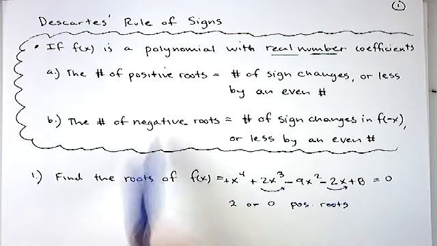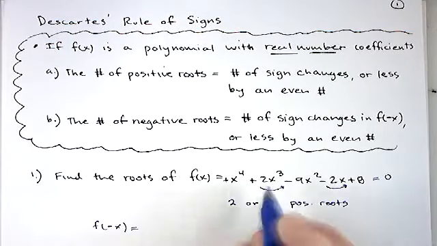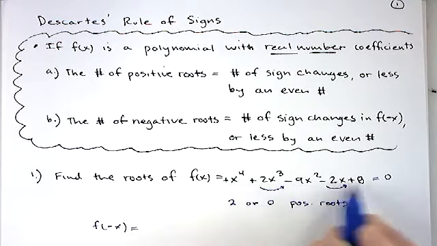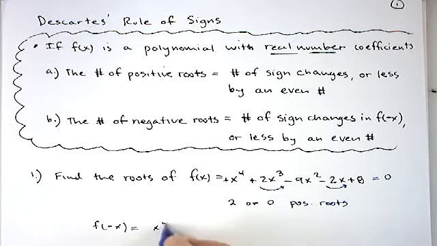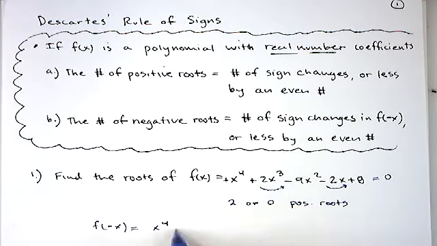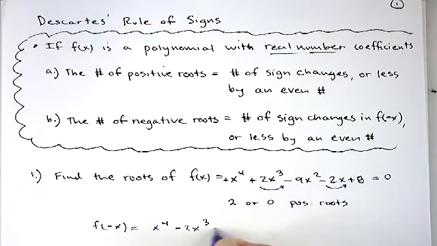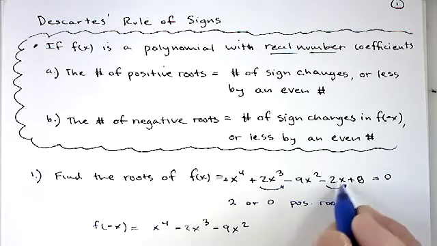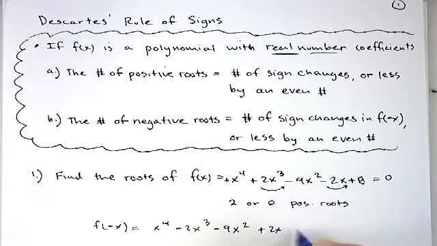Now to check for how many negative roots, I have to plug in f of negative x. So if I replace all of these x's with negative x's, if you take a negative x and raise it to the fourth, it's going to stay the same. But if you replace x with a negative x and cube it, that's going to make this term minus 2x cubed. Here, it's going to stay the same if I put a negative x. So that's going to stay as minus 9x squared. Here, if I replace that with negative x, I can combine it with that one. That's going to go positive 2x plus 8 equals 0.